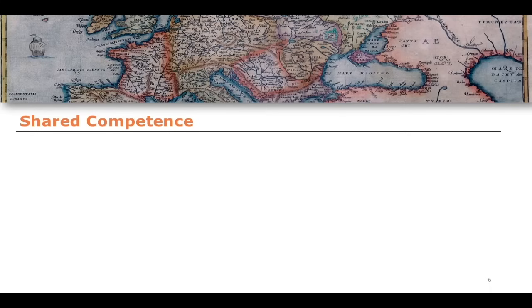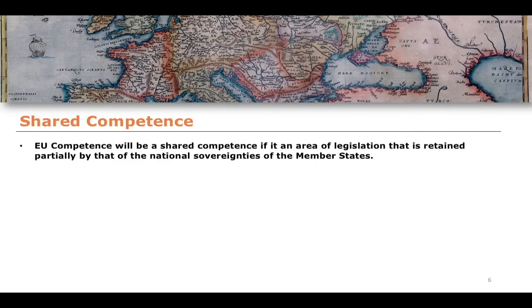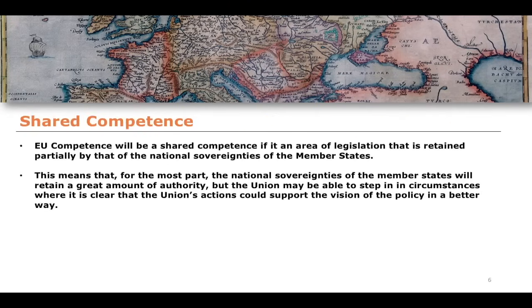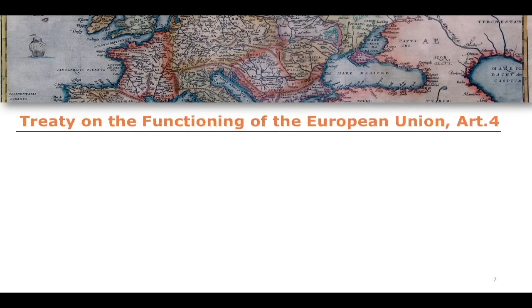The second kind of competence, as mentioned, is this idea of shared competence. The idea of shared competence exists where there is an area of legislation that is retained partially by the member states and then partially operated by the European Union itself. So it means that national sovereignties of member states will retain a great amount of authority in these areas, but then the European Union may be able to step in in circumstances where it's clear that the Union's actions could support the vision of the policy in a better way. What's really important about shared competence is that the rationale for the member states delegating some of their sovereignty is the general acceptance that the European Union may be better suited to regulate certain areas where the member states may not be.